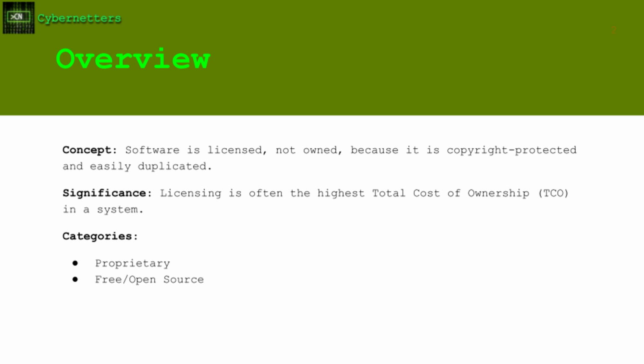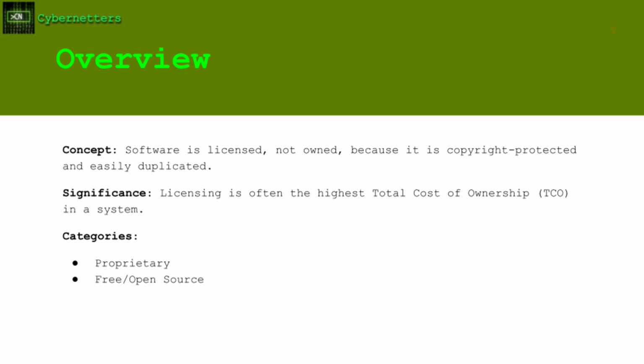Now, let's talk about why this matters. For many IT systems, licensing costs can be the highest expense over time. It is a big part of the total cost of ownership, so understanding it is essential for managing budgets effectively.